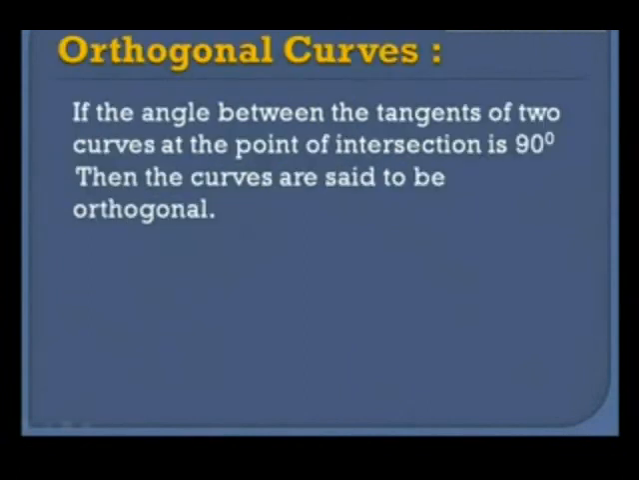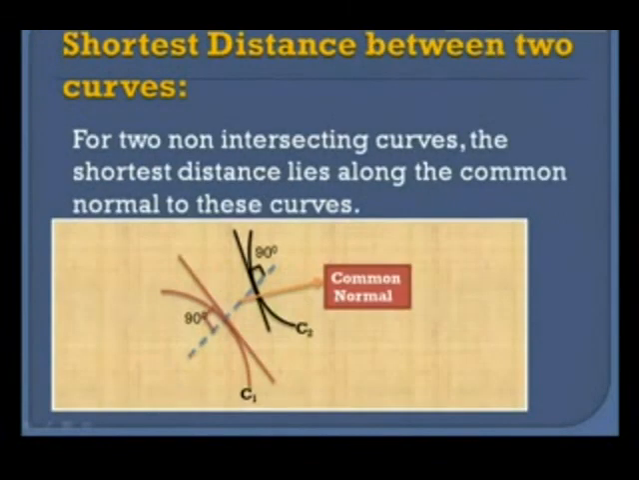Now let's see what are orthogonal curves. If the angle between the tangents of the two curves at the point of intersection is 90 degrees, then the curves are said to be orthogonal. That is, if the angle between the two curves is 90 degrees, or the angle between the tangents of the two curves at the point of intersection is 90 degrees, then these two curves are said to be orthogonal. We saw in the previous example that the angle between the tangents was 90 degrees and hence those two curves were orthogonal. So any pair of curves for which the angle between the tangents at the point of intersection is 90 degrees are called orthogonal curves.